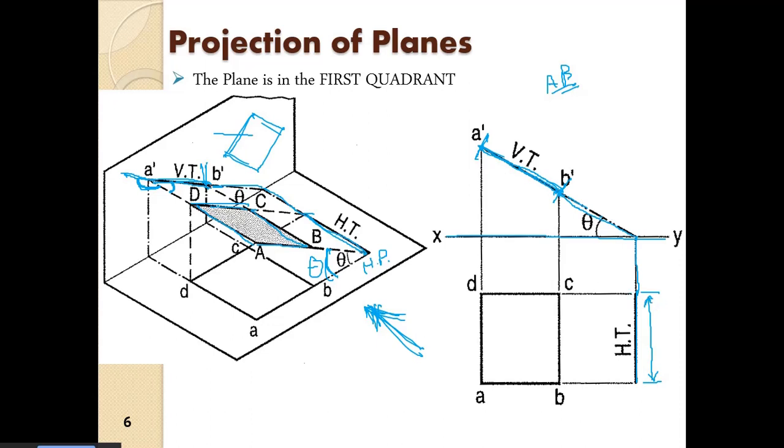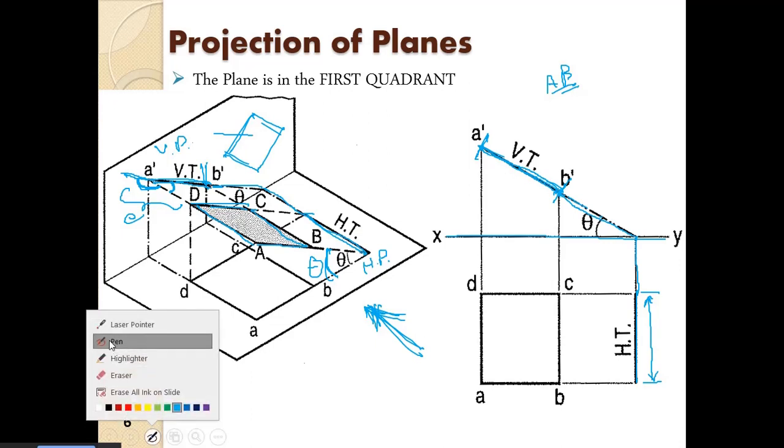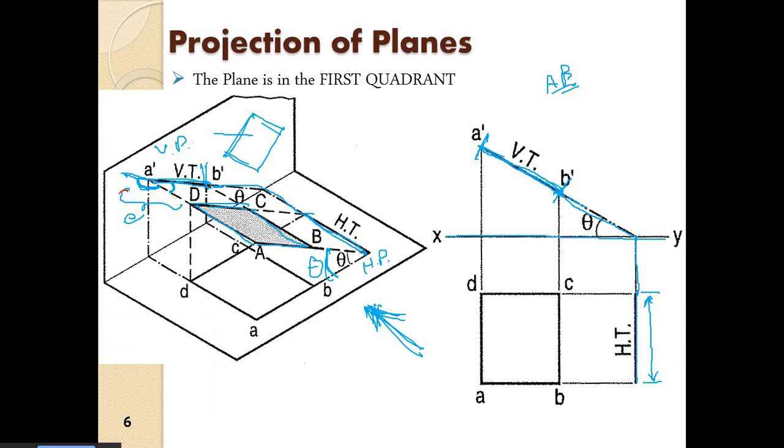The point C or D is at a distance E from the vertical plane, so that will be given. So at this distance we draw the length of the plane. Then at a distance E we draw the parallel line to XY, since it is perpendicular, so here it will be parallel. So here we draw the line.